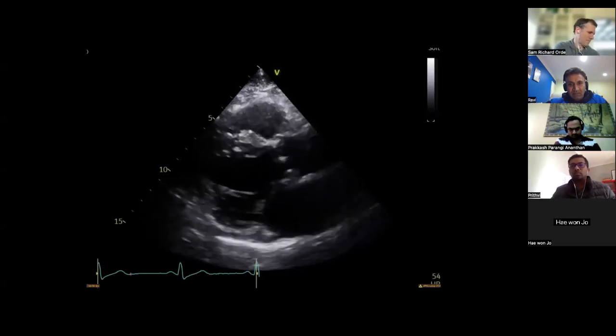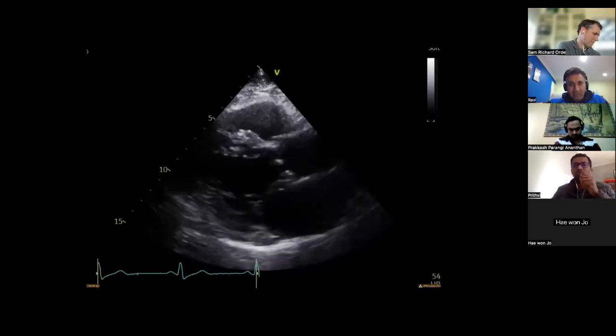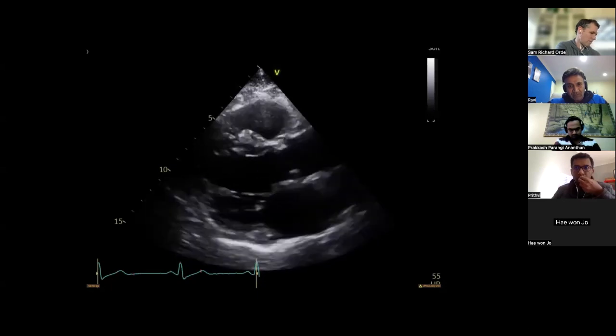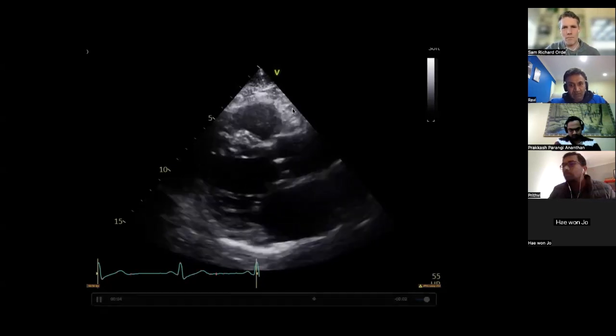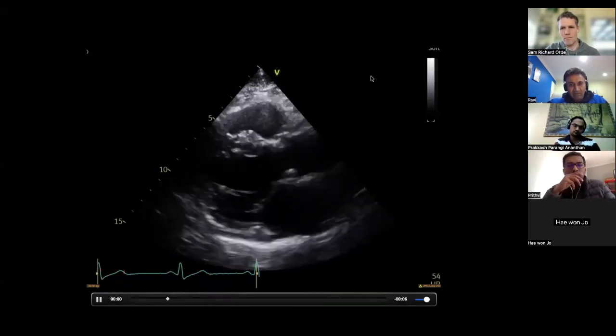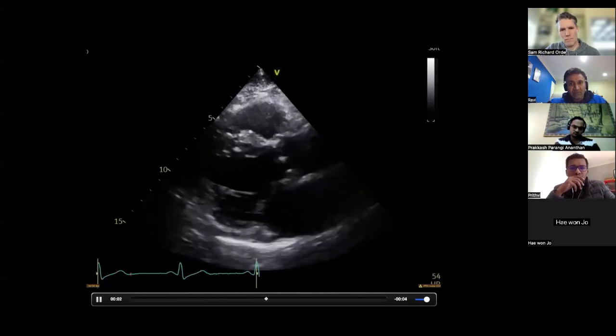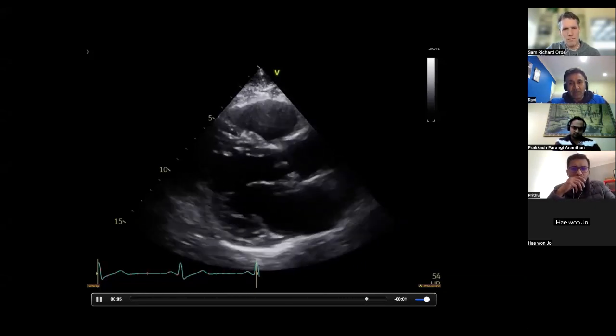So this is the parasternal long axis view, which is showing basal and mid anteroseptal and basal and mid inferolateral walls. And they're thickening more than 50%, so I don't see any abnormalities in this view.